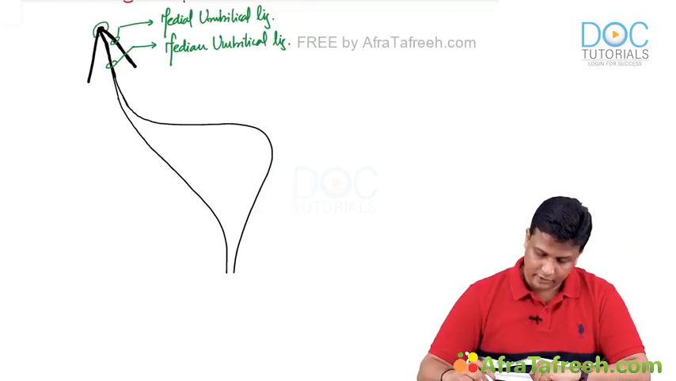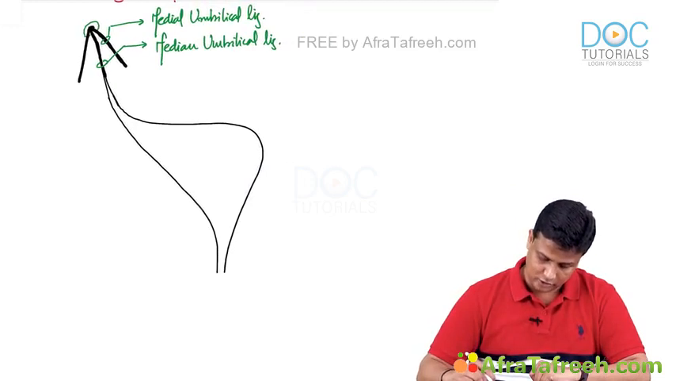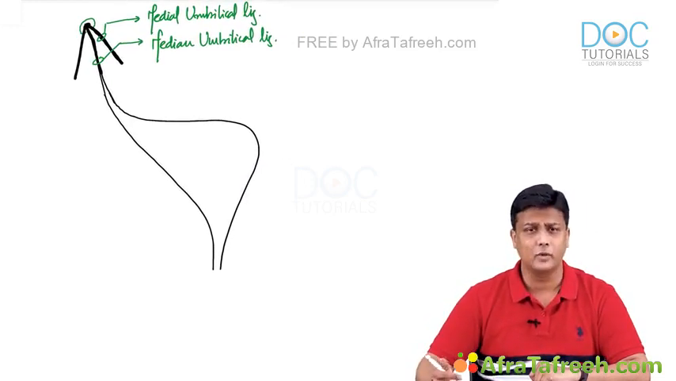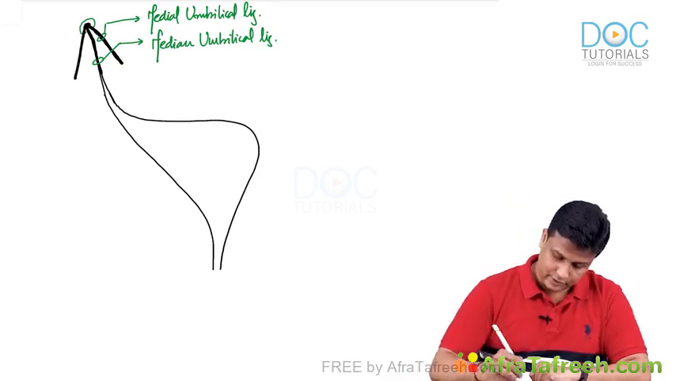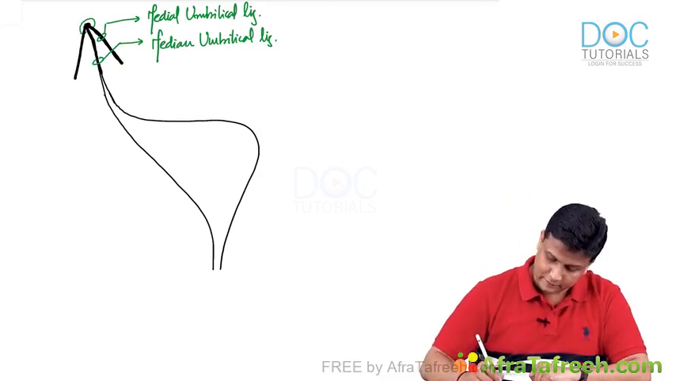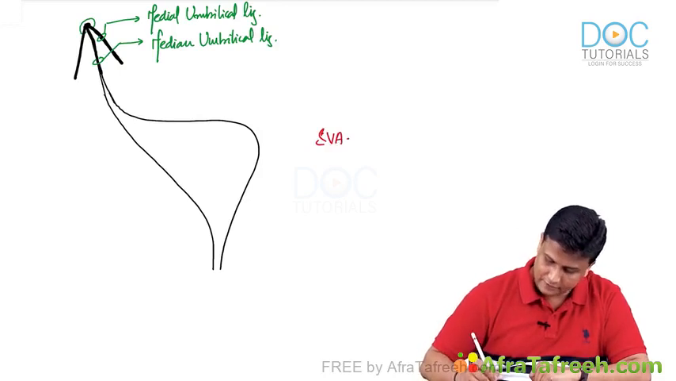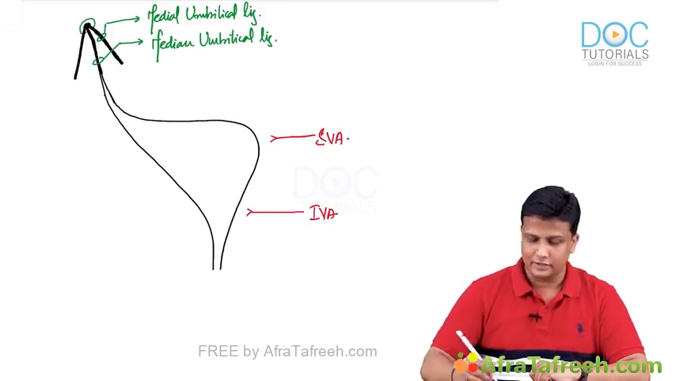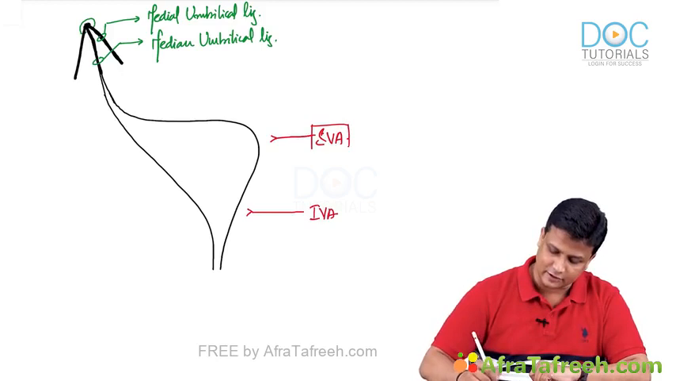Perfect. Now, what about the arteries which are actually supplying the urinary bladder? The urinary bladder is supplied by the vesical artery. One is superior, another one is inferior. Just for the sake of representation, I'm drawing it like this. So there will be a superior vesical artery, and then there will be an inferior vesical artery.